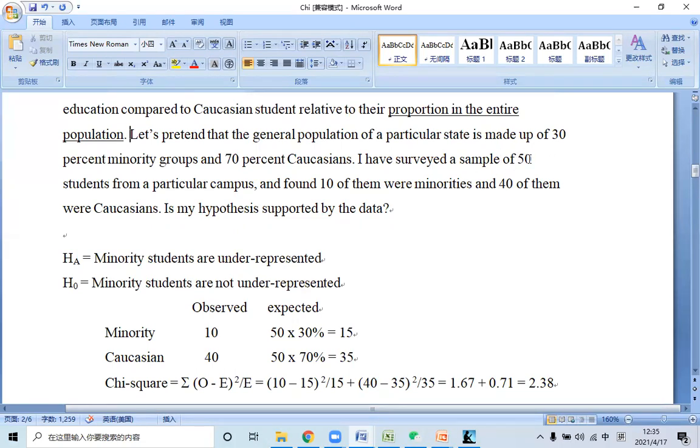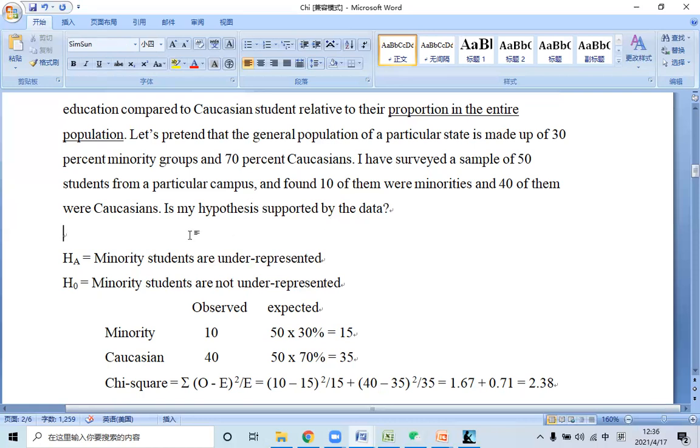Suppose I have a sample of 50 students from a particular university. And I found 10 of them were minorities, 40 of them were Caucasians. 10 versus 40 out of 50. And is my hypothesis supported by the data? Does the data support my hypothesis?